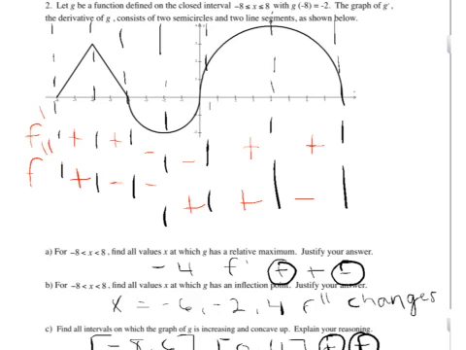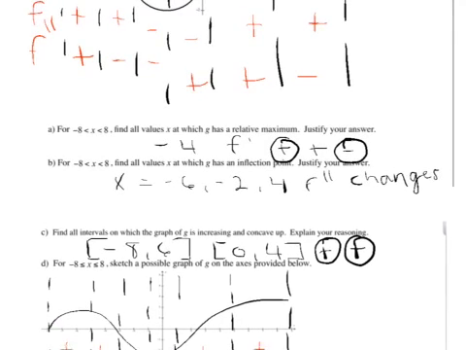For part B, it's asking to find the point of inflection. Basically, where does f double prime change? At -6, it's positive. At -2, it's negative, and then at 4, it's positive. So it went from positive, negative, positive. F double prime changed 3 times.